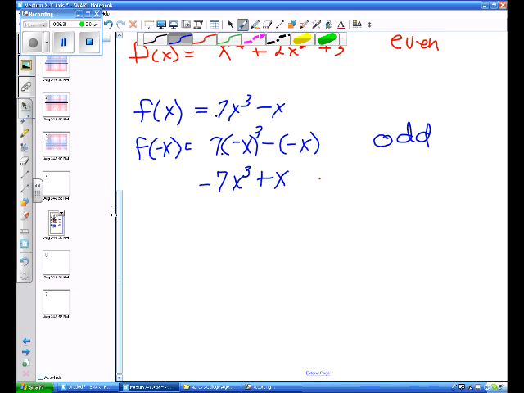Now, another way of doing this would be to take this function and factor out a negative 1. If we factor out a negative 1, then we'll have 7x cubed minus x. So we ended up with the opposite of the equation that we started with. And that's the way that it's written: f of negative x is equal to the opposite of f of x. And so we did end up with the opposite. So this would be an example of an odd function.